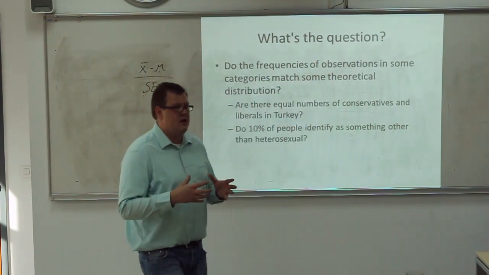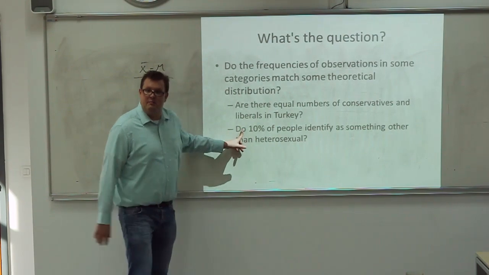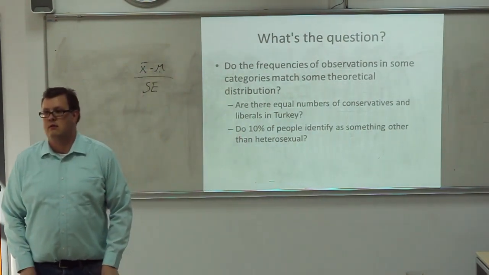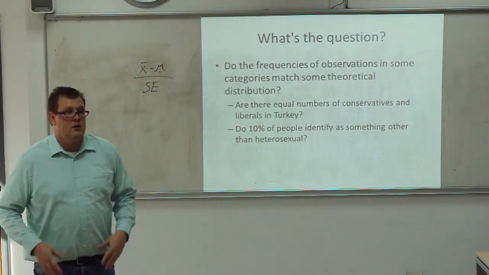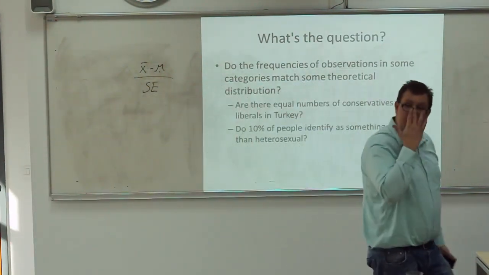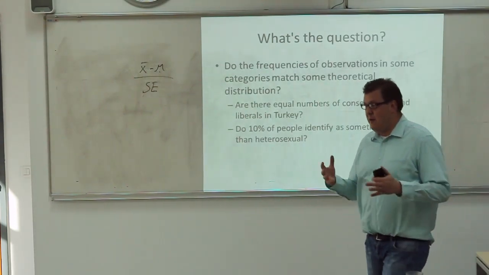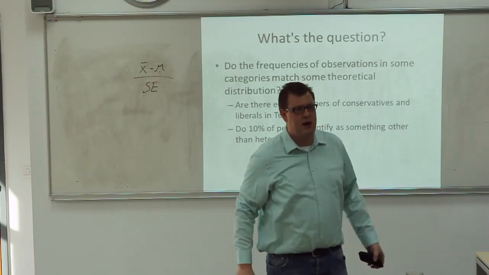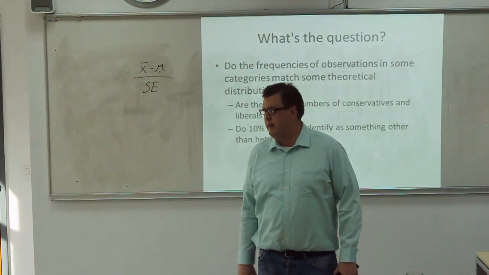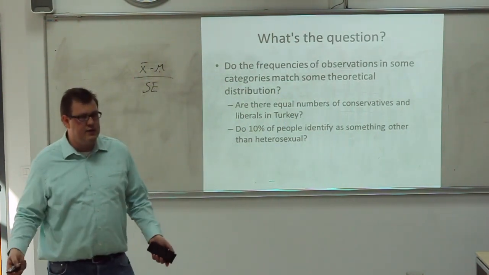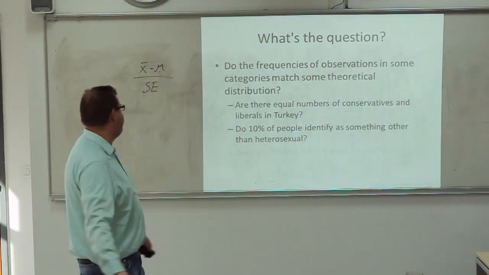So you have this idea, this hypothetical distribution. 10% of the population in Turkey should be gay, right? So you can take a sample. Let's take 100 random people. From that 100 random people, how many should be gay? 10. That's a frequency, right? How many should not be gay? 90. That's another frequency, right? So we have predicted frequencies, and then we'll have the observations, whatever they turn out to be.